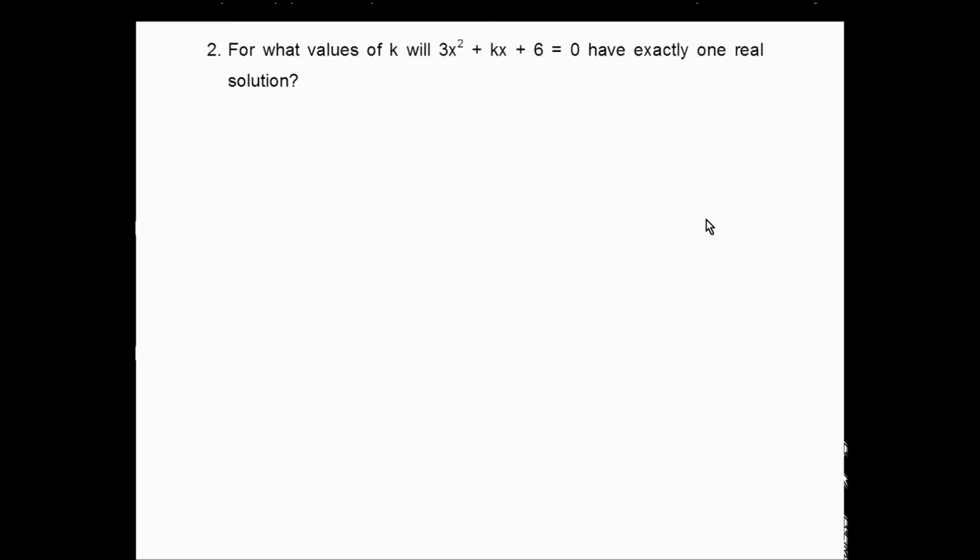For number 2, I have, for what values of k will 3x squared plus kx plus 6 equals 0 have exactly 1 real solution? So in this one, I want 3x squared plus kx plus 6 equals 0 to have 1 real solution. Remember, 1 real solution means the discriminant equals 0. So I need the b squared minus 4ac to equal 0. Okay, to identify the a, b, c, a is 3, b is k, c is 6.